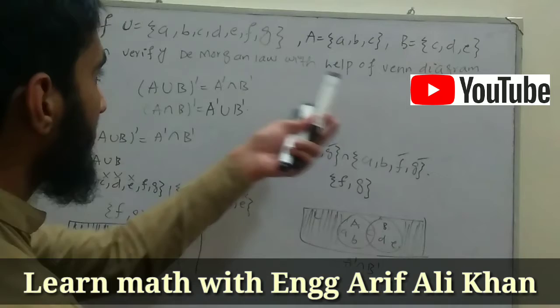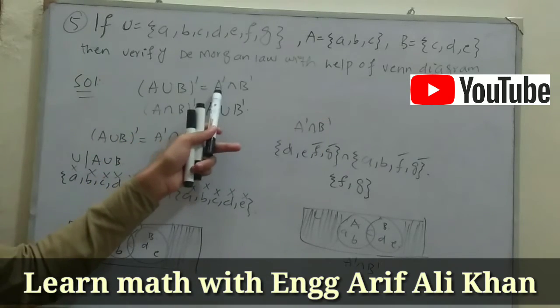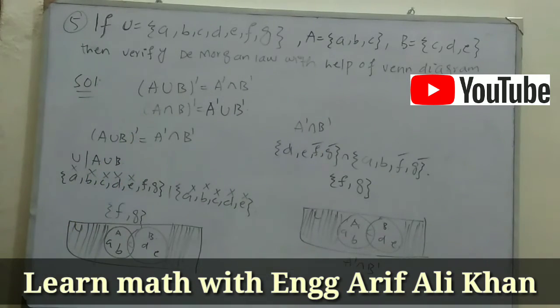It means that this law, A union B whole complement is equal to A complement intersection B complement, is verified. Now we are going to prove this law with the help of a Venn diagram.